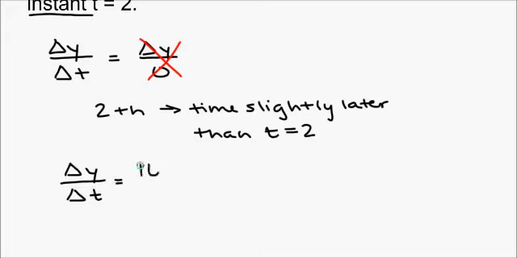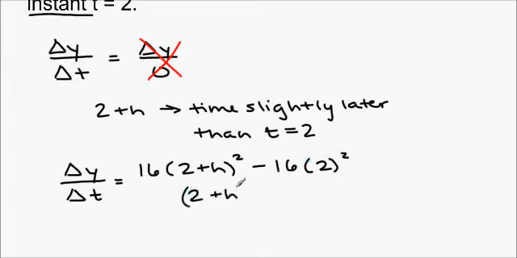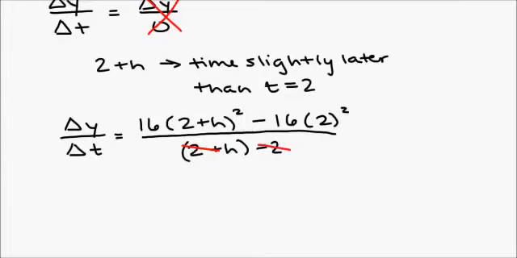So we're going to have this end time, plug in the 2 plus h, minus our start time was at t equals 2. We have 2 plus h minus 2 in the denominator, which simplifies to just be an h because those 2's are going to cancel out. So cleaning this up just a little bit.